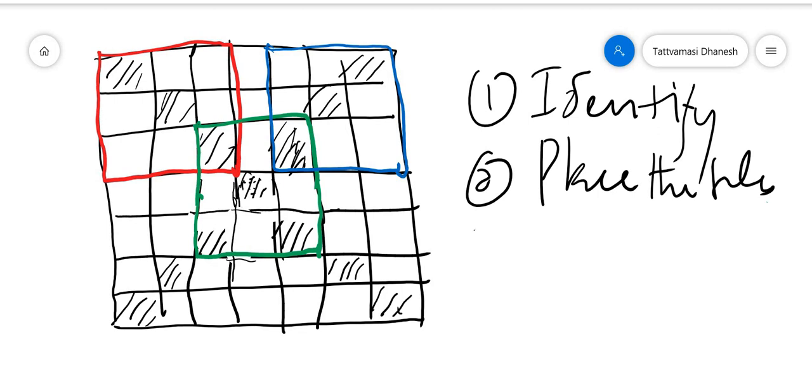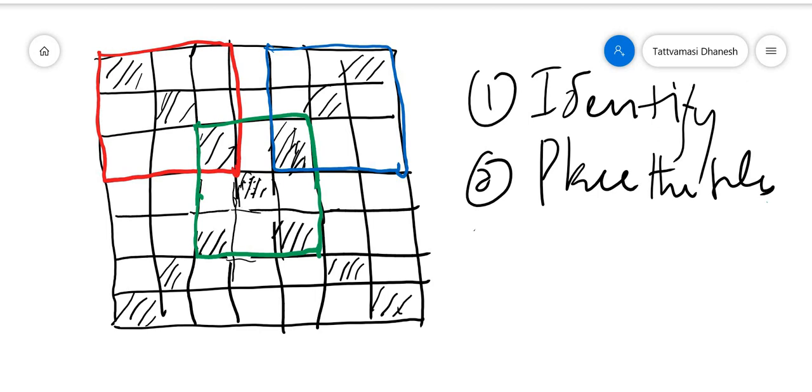We identified the filter. Our filter is the red one. We place the filter on top of the image. Now the math we are going to do here is multiplying the image pixel by the corresponding feature pixel. That's what we are going to do. The next step is multiplying the image pixel by the corresponding feature pixel.